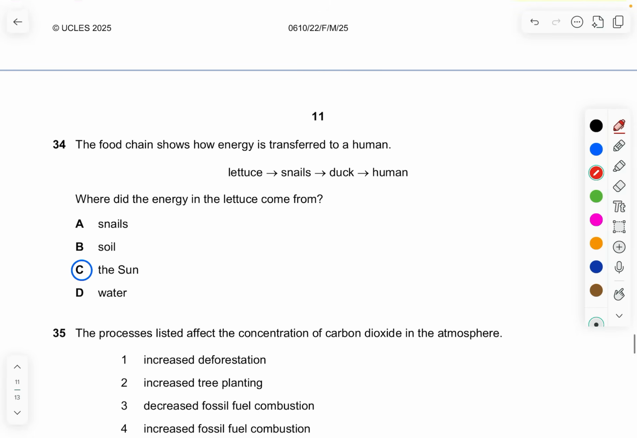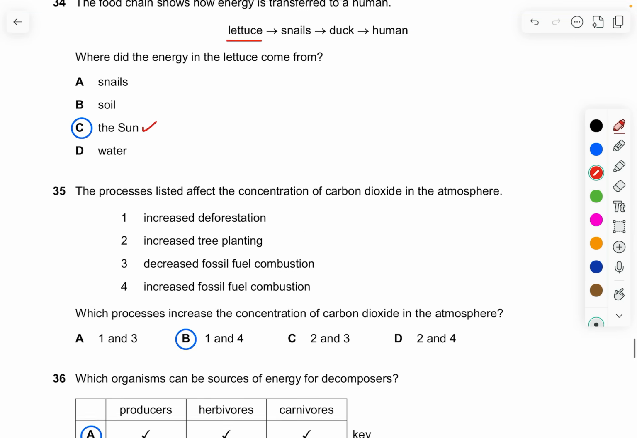Question 34. The food chain shows how energy is transferred to a human. Lettuce, snails, duck to human. Where did the energy of the lettuce come from? Remember, it always starts with the sun.